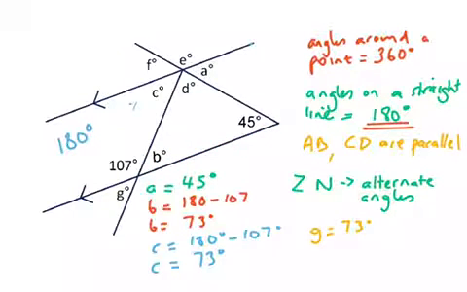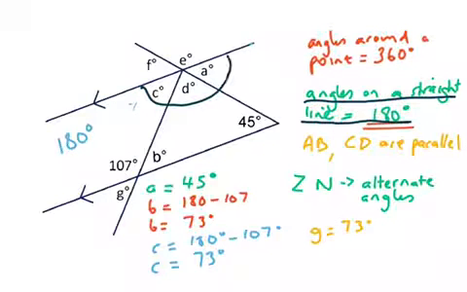Now if we remember rightly, we've worked out what A is and what C is, so now we should be able to work out what D is. The reason is the rule that we put here: angles on a straight line equal 180. So here we've got a straight line. We know that C is 73. We know that A is 45.